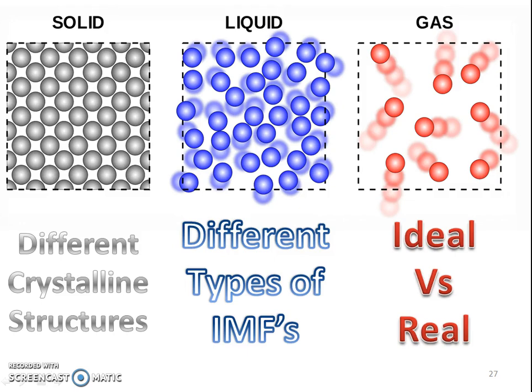So we want to remember that a solid has a definite crystalline structure. Liquids are going to have different IMFs, and that's what most of this chapter is going to be about. And of course, gases, we already talked about how there's an ideal gas versus real gas and what the differences are.